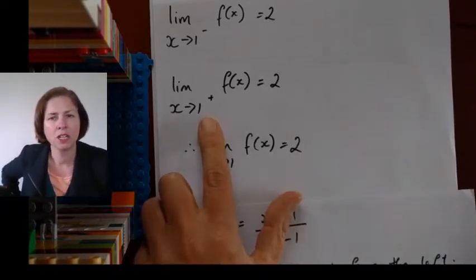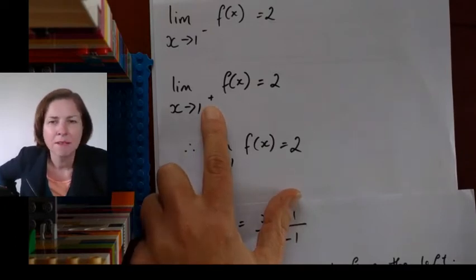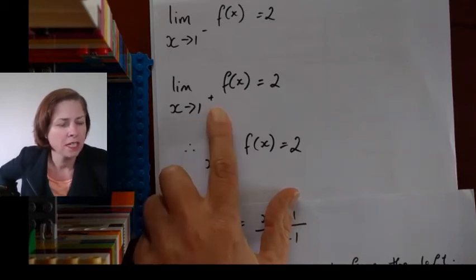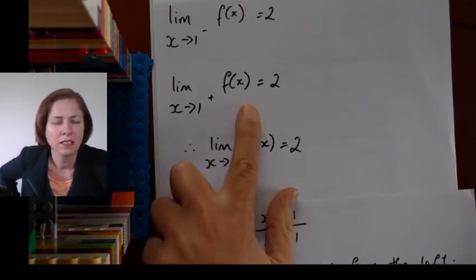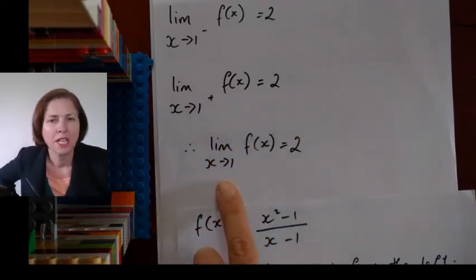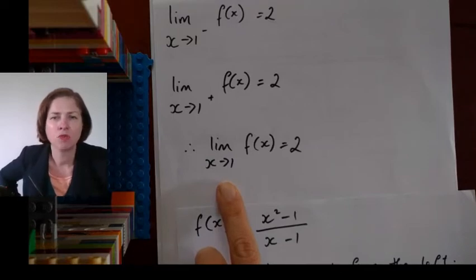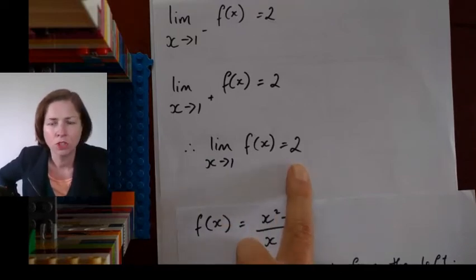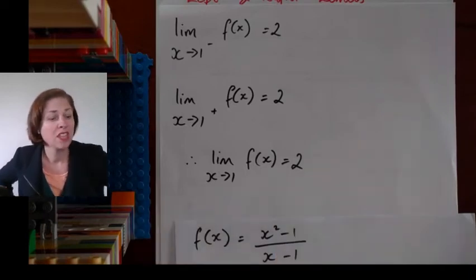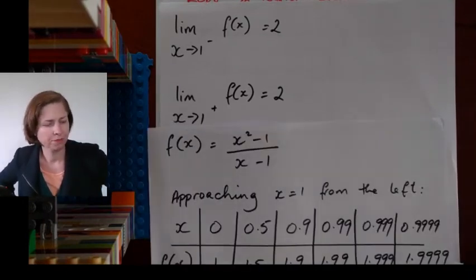And this notation means from the right. The plus means my values are coming from the right-hand side, from a positive direction. The limit as x approaches 1 from the right of f of x is 2. I got the same answer each time. Therefore, the limit as x approaches 1 of f of x equals 2. So in other words, I have found the limit and it does exist. Now, in order to properly understand that, let's explore an example where the limit will not exist.